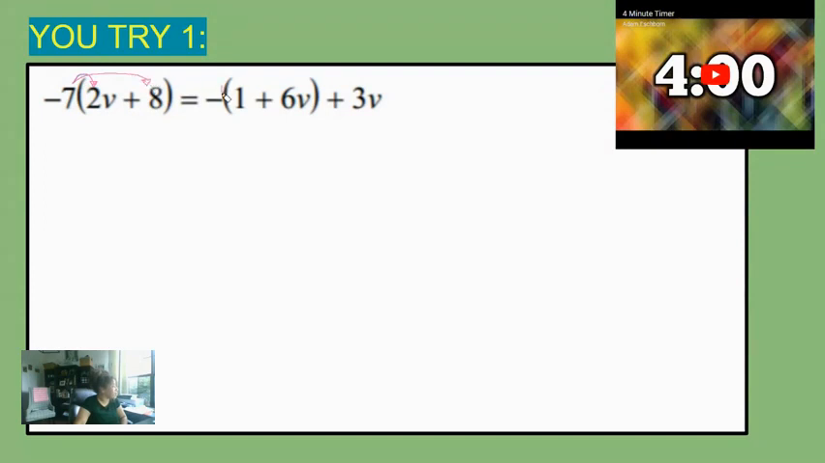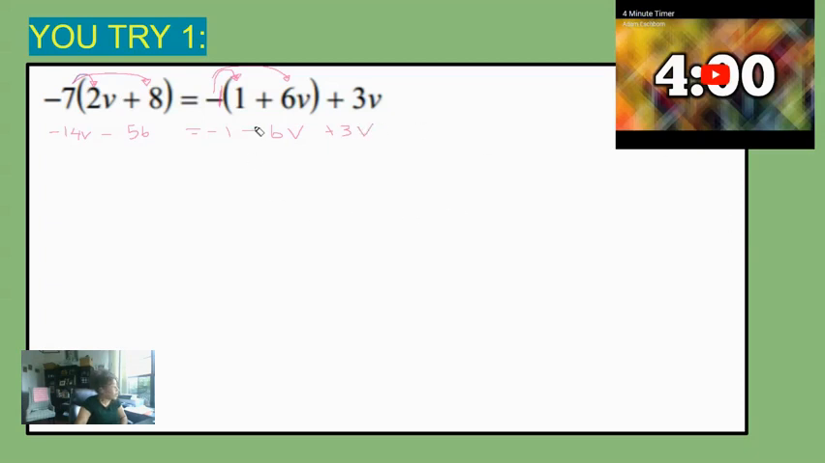Okay, so there's nothing here, so I'm going to put my phantom 1 here. And I'm going to distribute this to each term. This hopefully will help, and hopefully it'll give you guys some more time. So this is going to be negative 14b. And then this is going to be negative 56, which equals negative 1 minus 6v plus 3v.